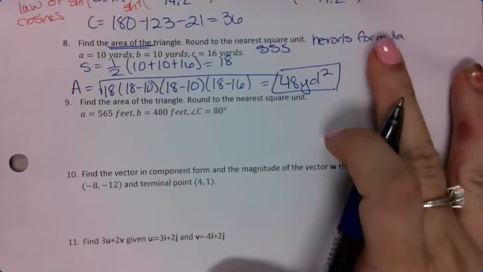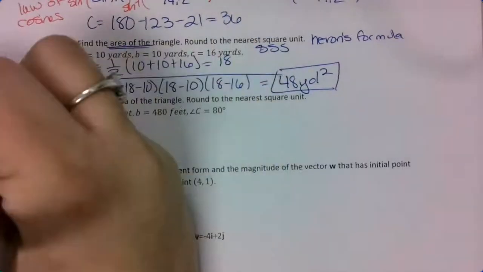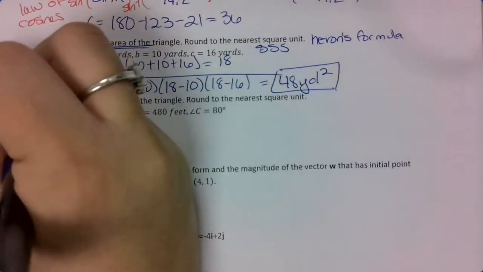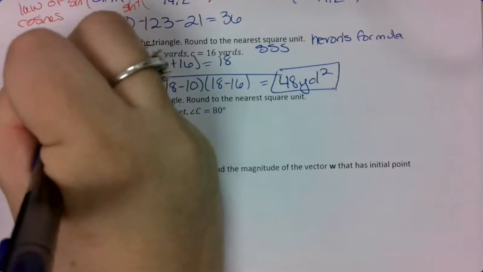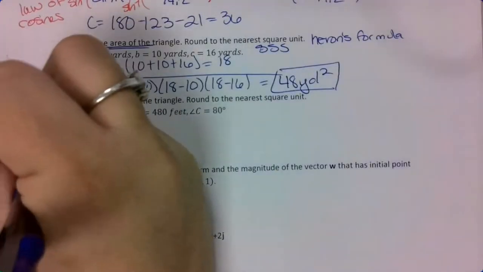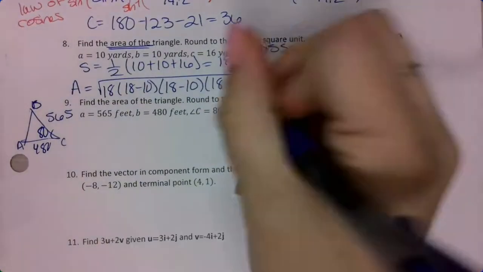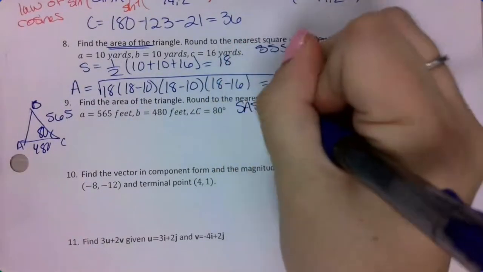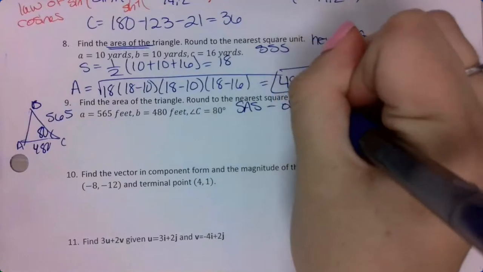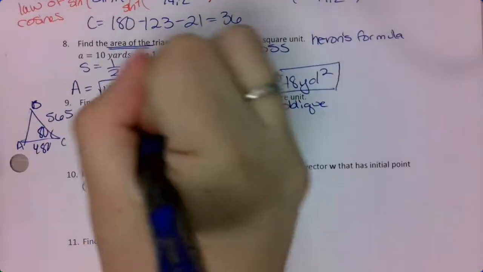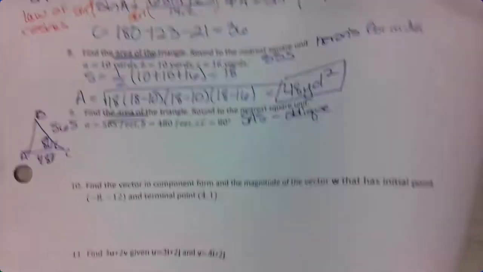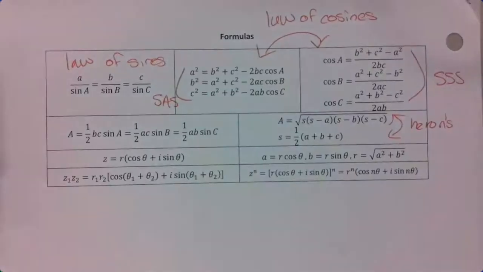Number 9 is, let me draw out this triangle. 565, 480, 80 degrees. So this one is side angle side. This is the oblique formula, and I am looking for area again. So the oblique area is this.